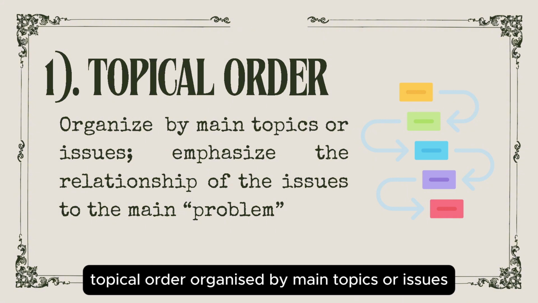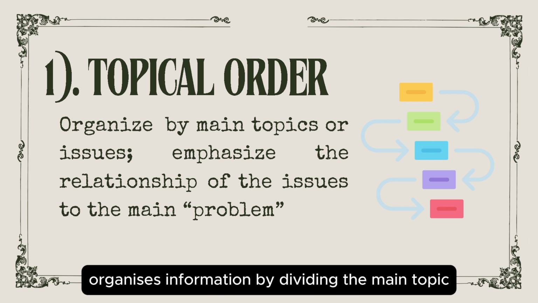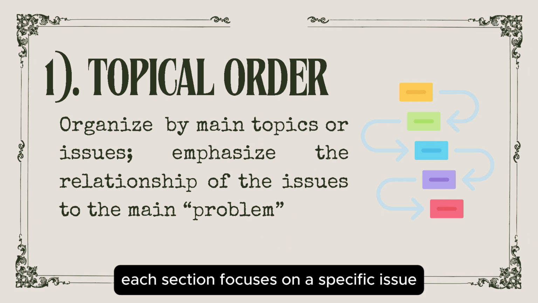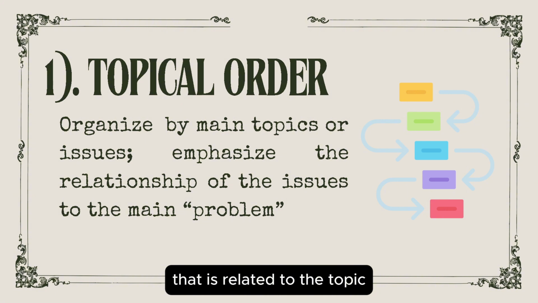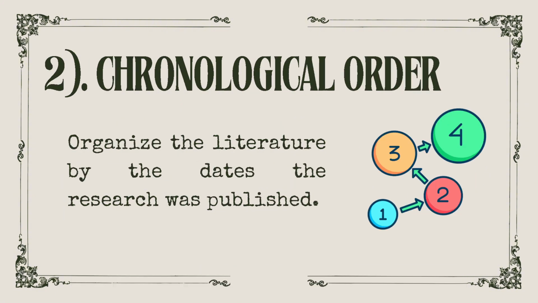Topical order. Organize by main topics or issues. Emphasize the relationship of the issues to the main problem. This method organizes information by dividing the main topic into subtopics or categories. Each section focuses on a specific issue that is related to the topic, allowing for a detailed exploration of each element.